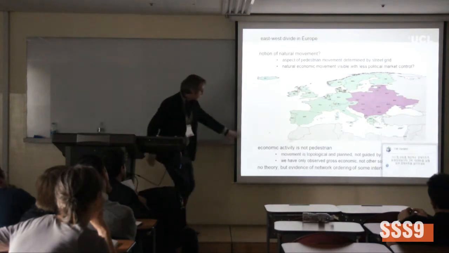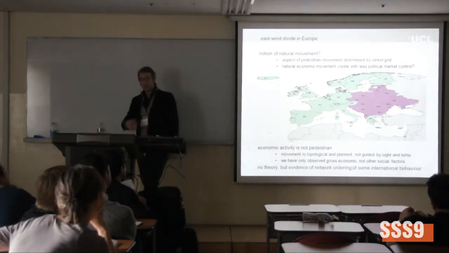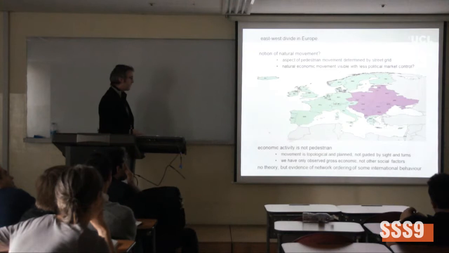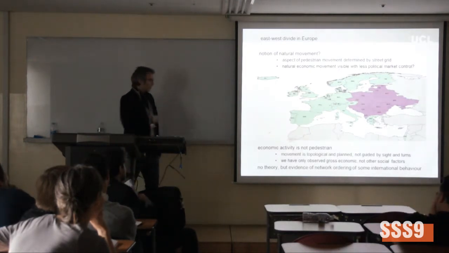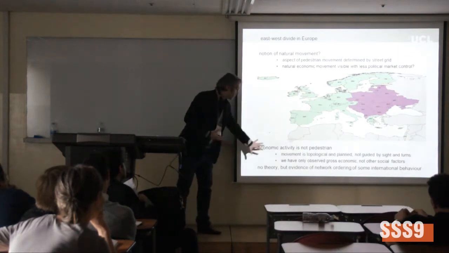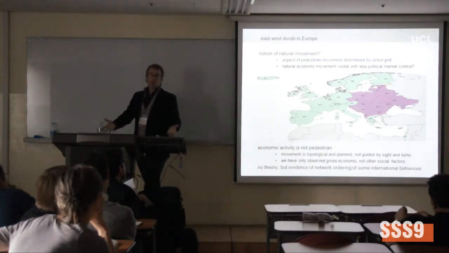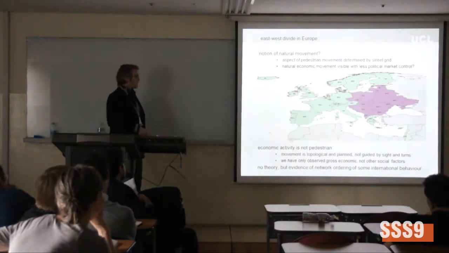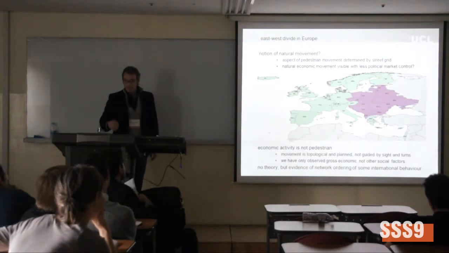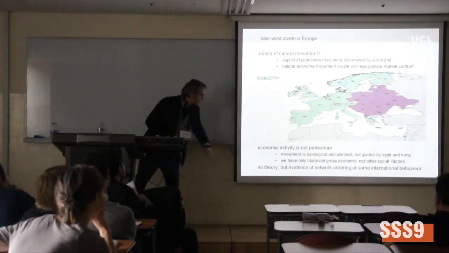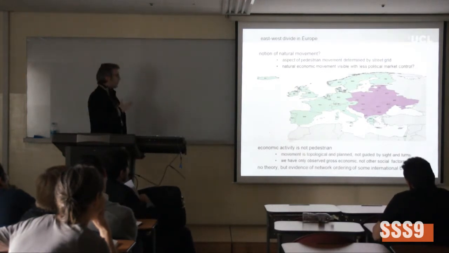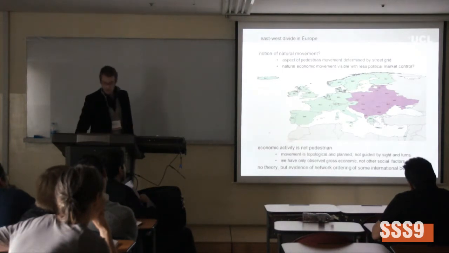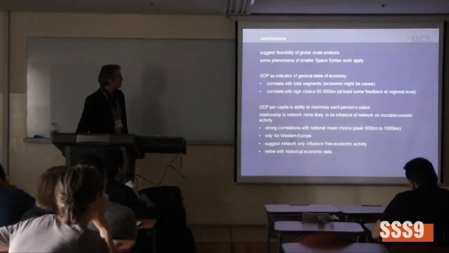And there are caveats, of course, that this economic activity is not the same as pedestrian activity. First of all, as I said before, movement is based on all sorts of other things that are not visual, and of course we've only observed gross domestic product at the level of countries. So there are differences, and more things remain to be seen in terms of developing a theory, but the evidence suggests that at least some kind of ordering of the network may be influencing the international behavior that we're seeing.